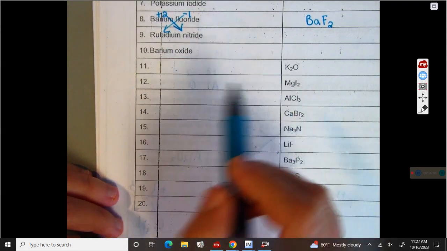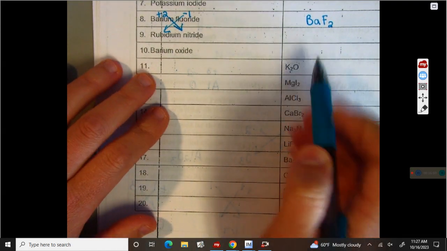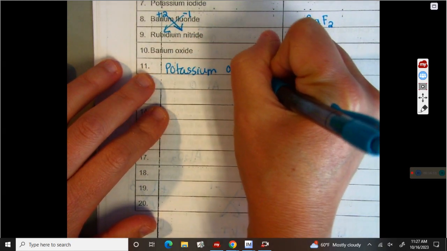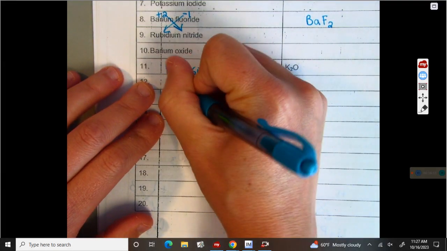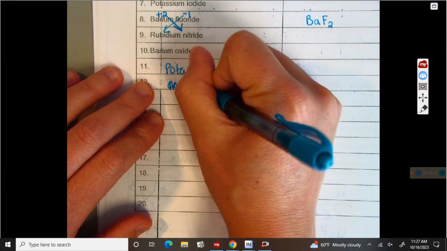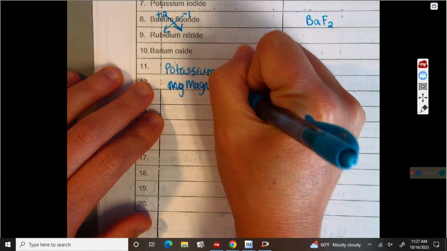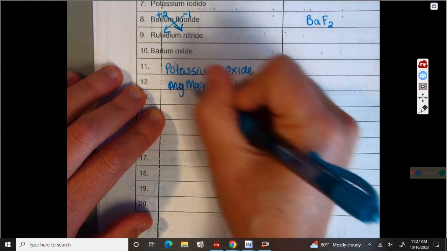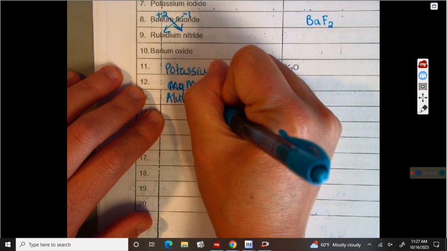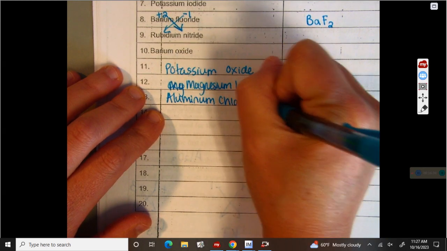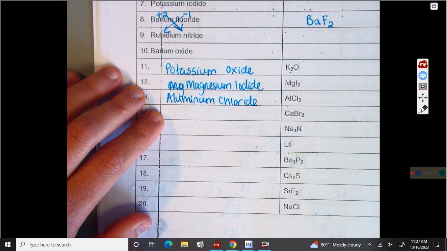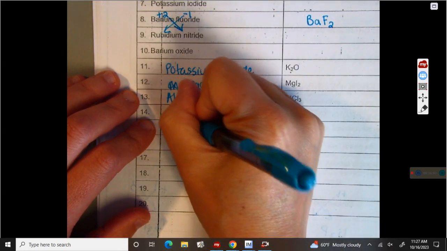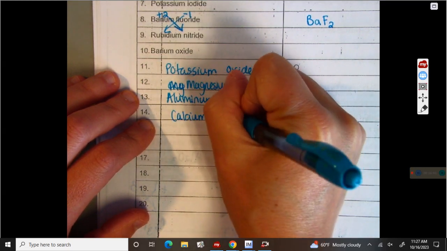The name is simple. We name the metal, then the nonmetal, and end it with -ide. So here I have K and O. Potassium oxide. Magnesium iodide. Aluminum chloride. And don't forget that your periodic table has the names of these elements on them. Calcium bromide.